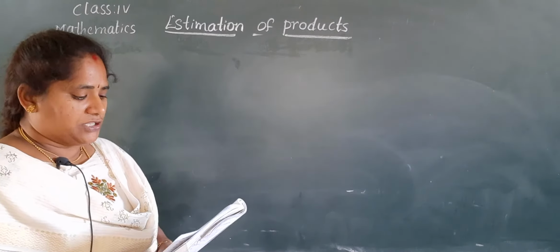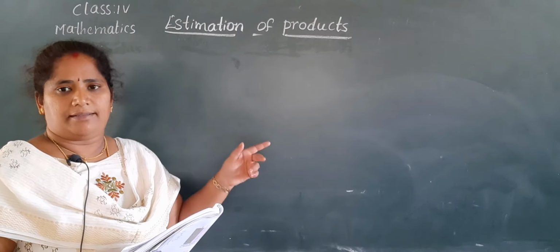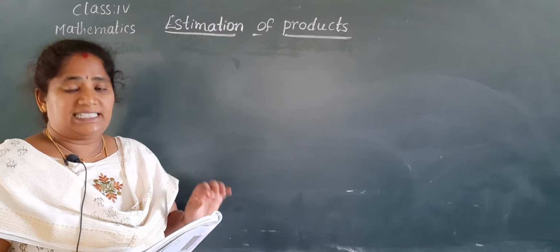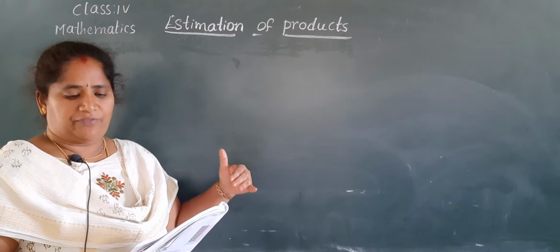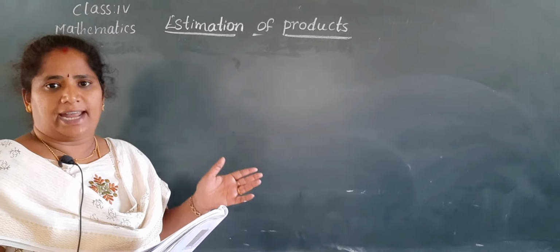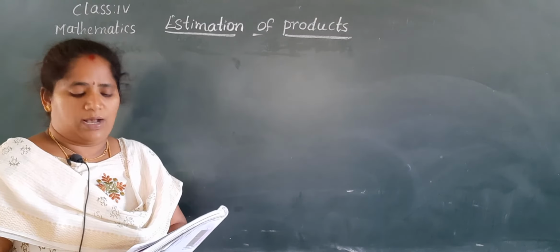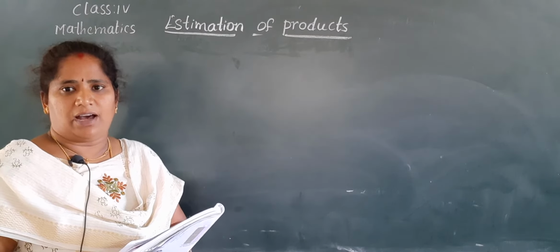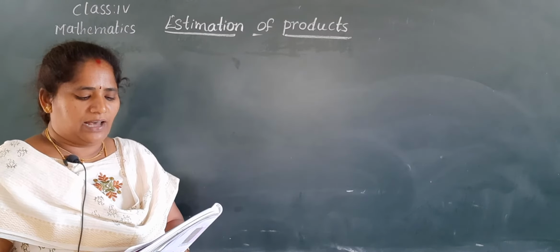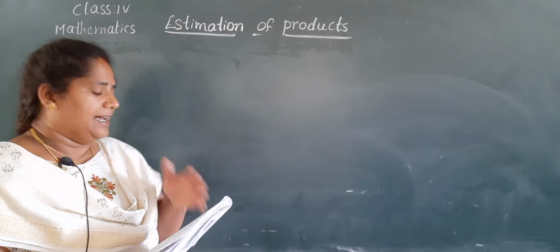So to estimate the number, round it off to the closest 10, 100 or 1000. If the digit in the ones place is less than 5, then round it off to the multiple of 10 just less than the number to be estimated. If the digit in the ones place is 5 or greater than 5, then round off the number to the multiple of 10 just greater than the number to be estimated.